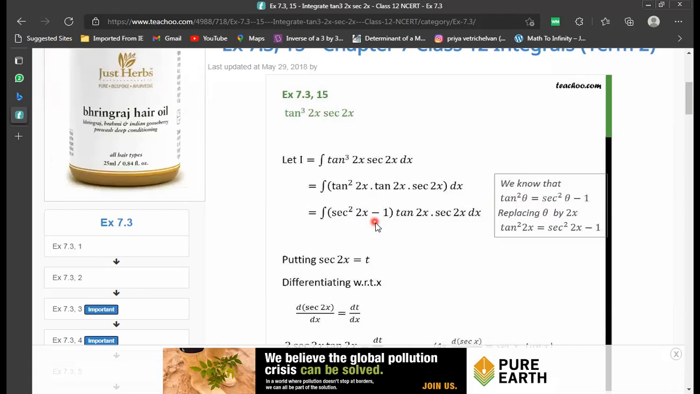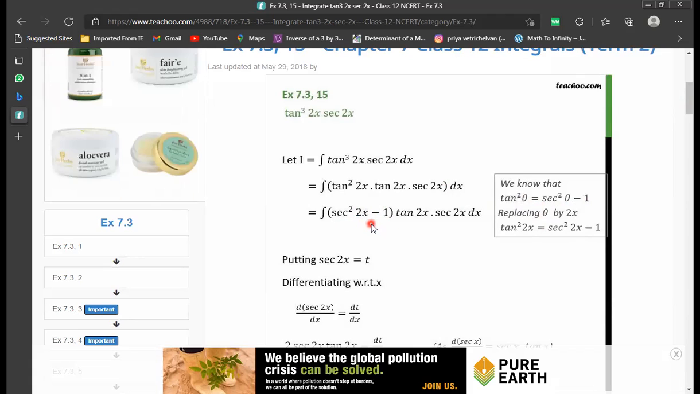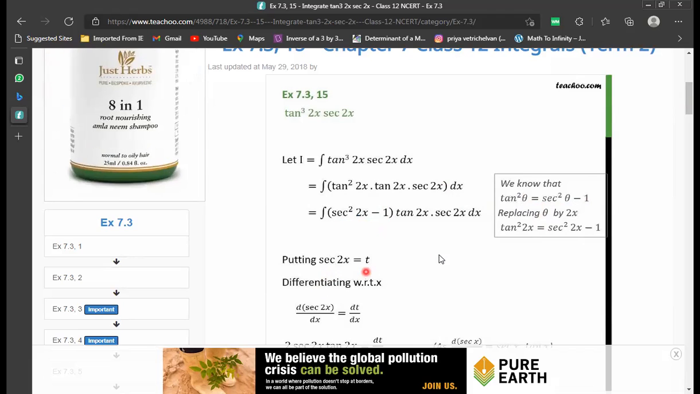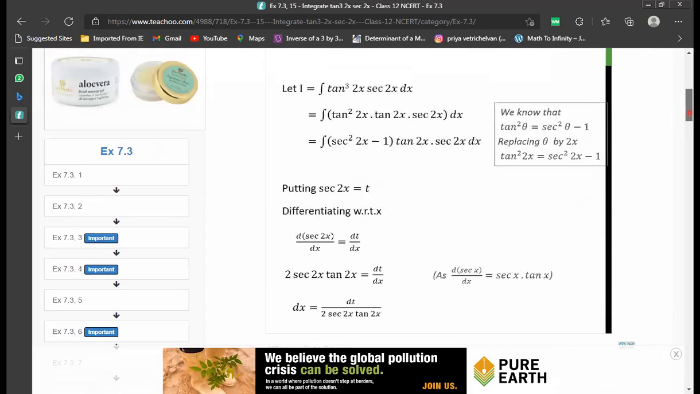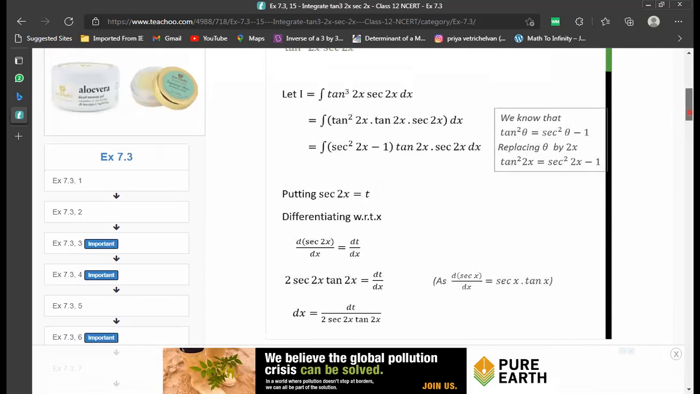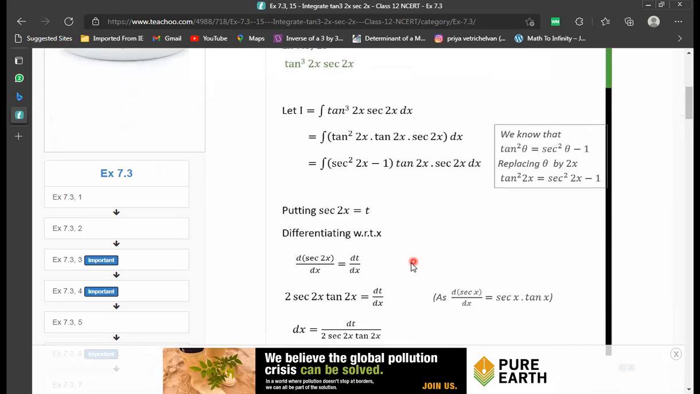Now we can do the substitution method, because when you choose secant theta as t, differentiation of secant theta will give you the result as secant theta tan theta, isn't it? Yes, ma'am. Secant theta tan theta, and here you have theta as 2x. So by using the chain rule, when you differentiate 2x, again you will have 2. Understood?